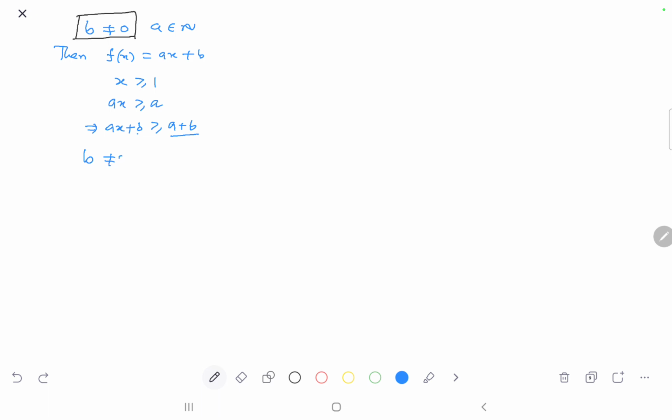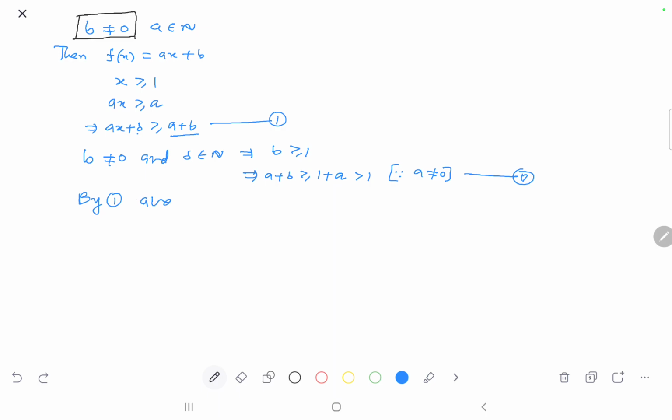Okay. Now, b not equal to 0 and b a natural number imply what? B is greater than or equal to 1, right? So then this implies a plus b is greater than or equal to 1 plus a. Is it okay? And 1 plus a is strictly greater than 1 since a is not equal to 0. So if you combine this 1 and this 2, what should we get? We get ax plus b is strictly greater than 1. So this means 1 has no pre-image. Did you understand the logic? Okay. So surjectivity does not work, but it is not possible. So b must be 0.